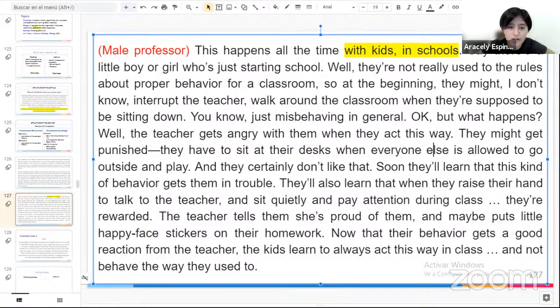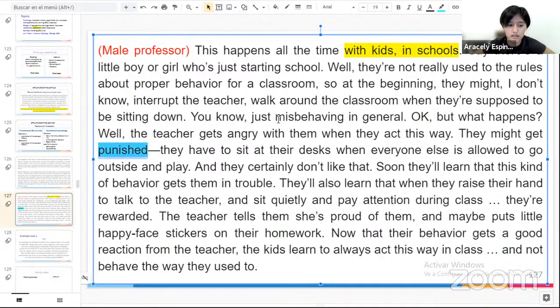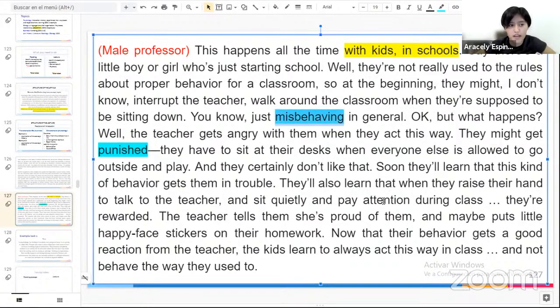Okay, I heard about when kids interrupt the teacher. The teacher punishes them to sit at their desks and not lets them play with the other kids. And when they, for example, do a positive thing like raise their hands, the teacher smiles or says that she is proud of them, and that action the kid probably will repeat in the future.